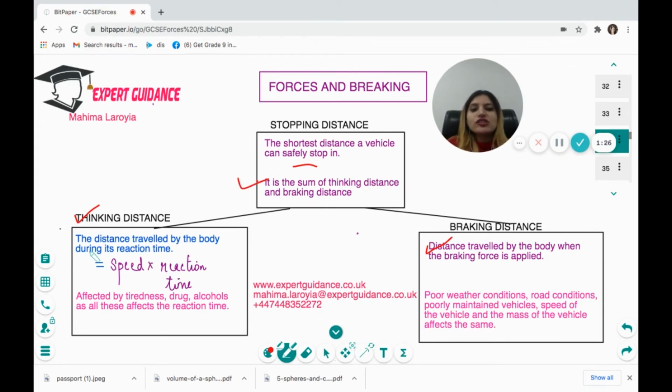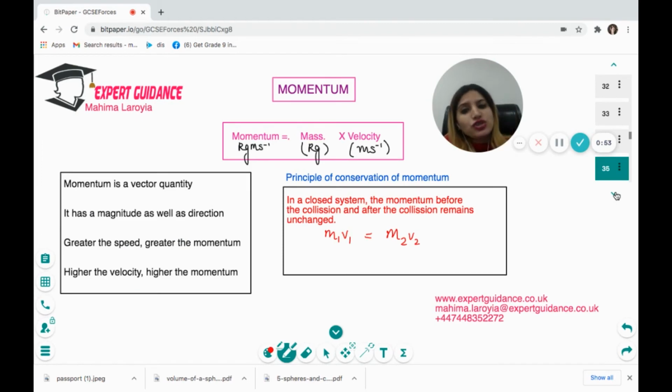Thinking distance is the distance traveled by the body during its reaction time, the distance traveled when you're thinking. It is calculated by speed times reaction time, and it can be affected by tiredness, drugs, and alcohol. Whereas braking distance is the distance traveled by the body when the brake force is applied, and the factors that can affect it are poor weather conditions, road conditions, poorly maintained vehicles, speed of the vehicle, and the mass of the vehicle. Now, these questions can come in the exam. What affects the thinking distance? What affects the braking distance? What is the stopping distance? So you should know about that.